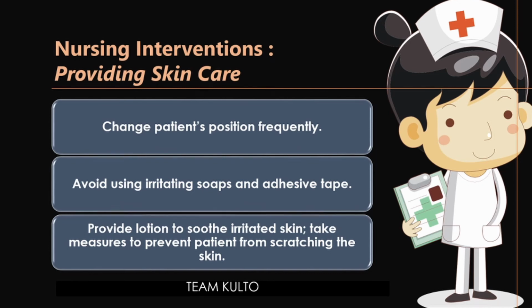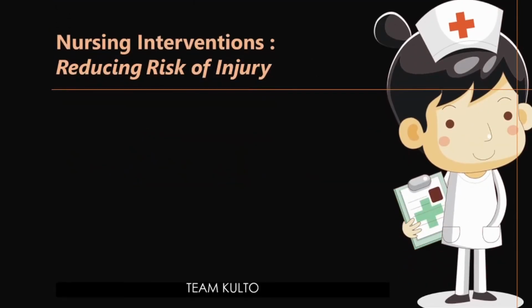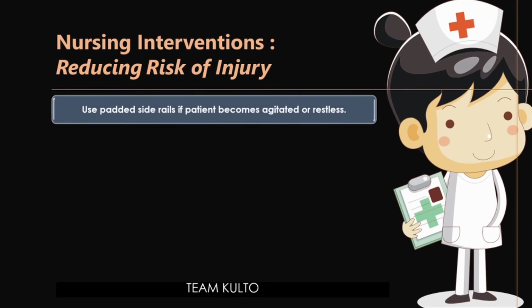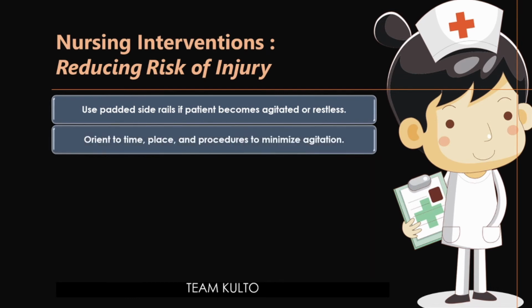Ano pa? Reducing risk of injury. Paano mo to gagawin, nurse? Ito na, use padded side rails if patient becomes agitated or restless para ma-avoid natin yung self-injury. Ano pa? Orient to time, place, and procedures to minimize agitation.